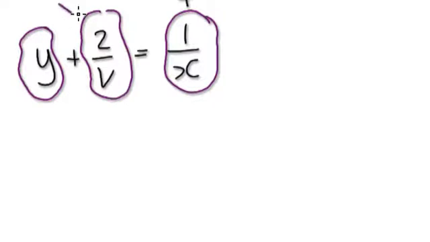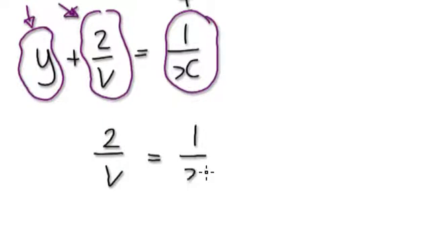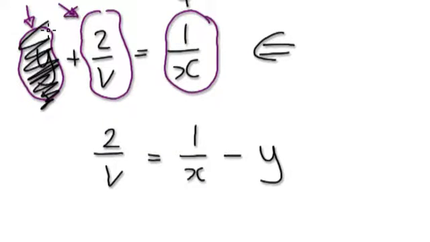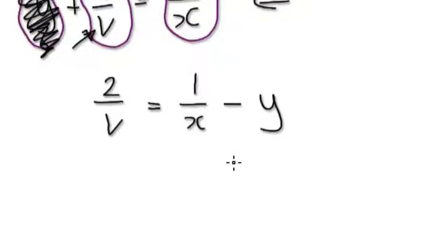You want to make V the subject, but V is stuck in this bubble. So let's kill off this bubble. Let's move this bubble to the other side. So inside your mind, take away Y from both sides. So on the left hand side it would be 2 over V. On the right hand side it would be 1 over X. Take away Y. Okay? Because when you're here, take away Y from both sides. So you're in effect moving this away, because you want to get V on its own.